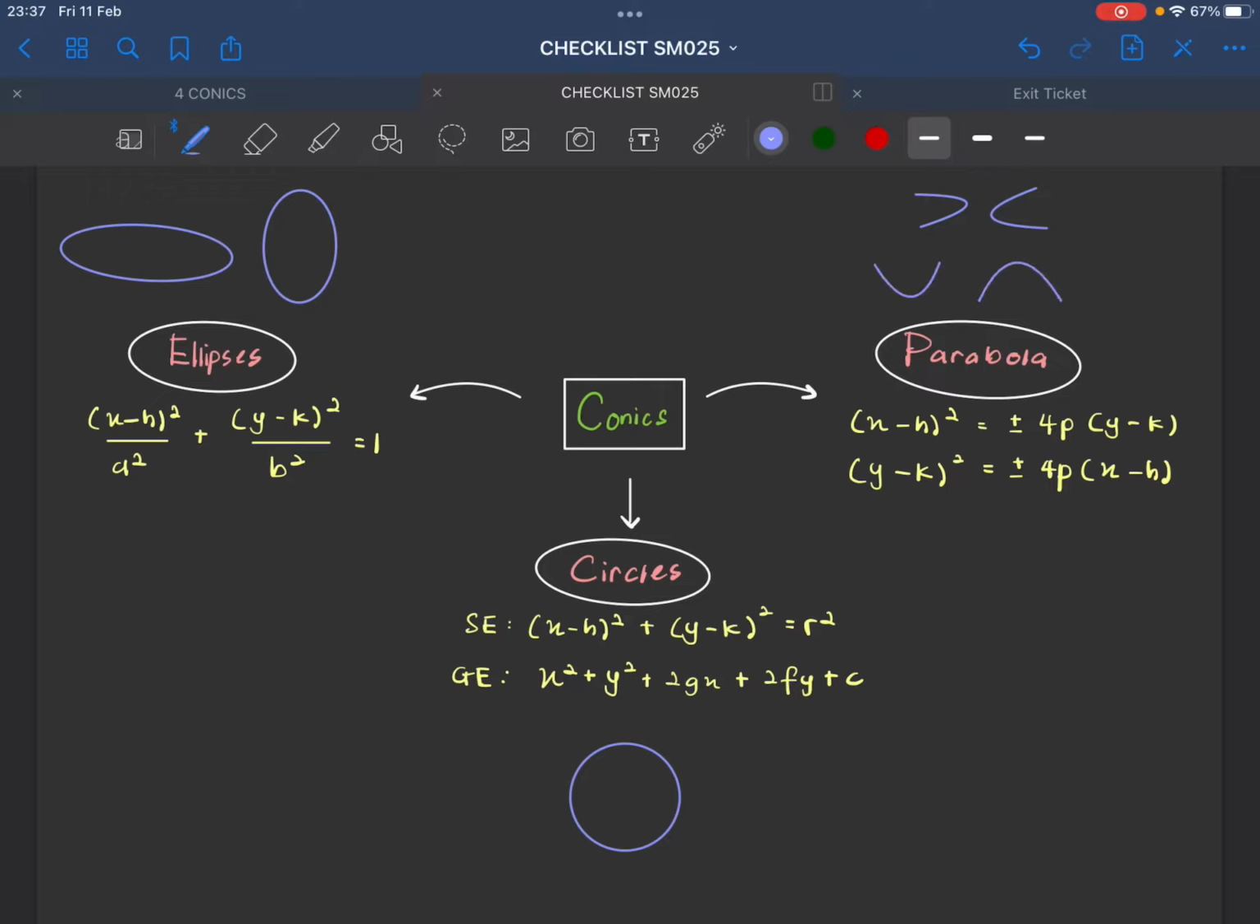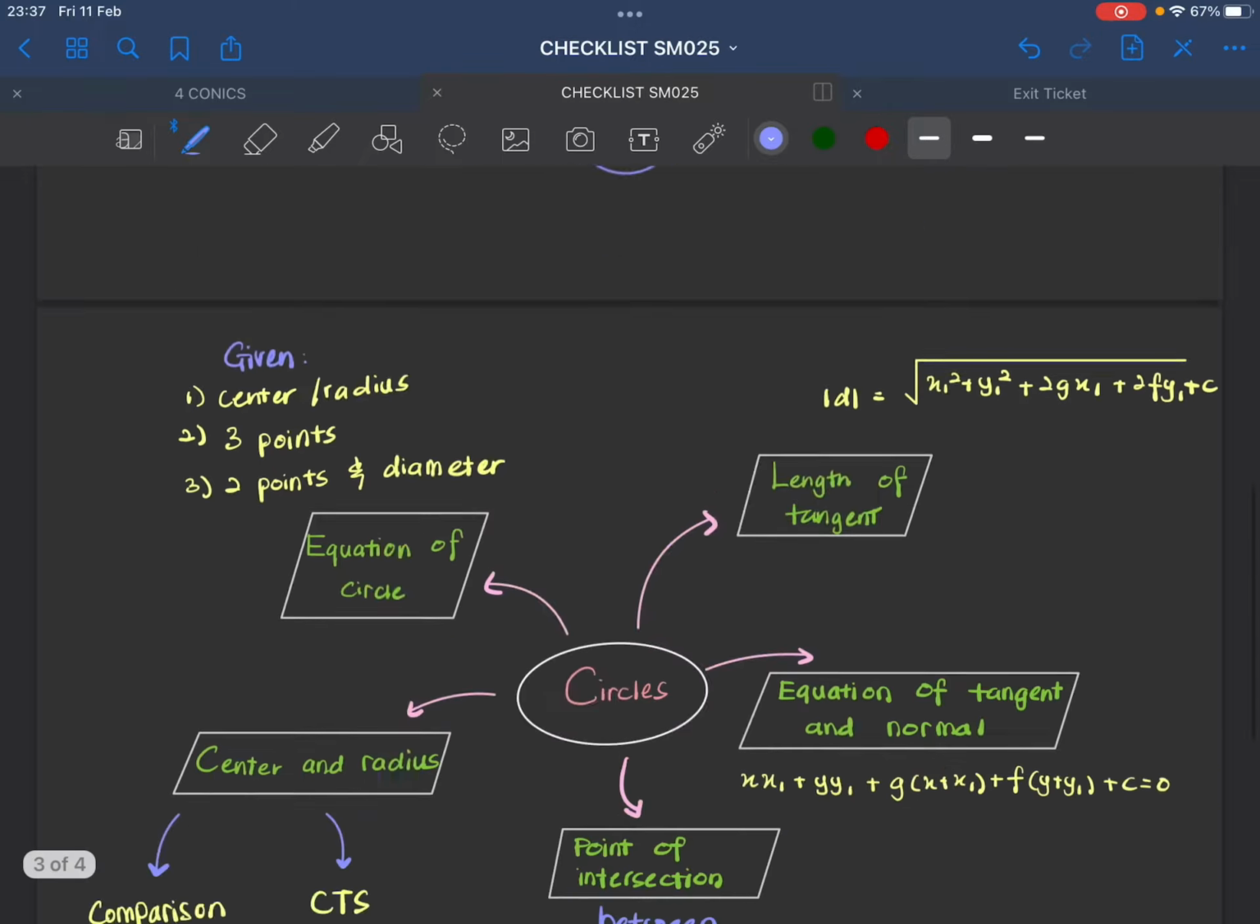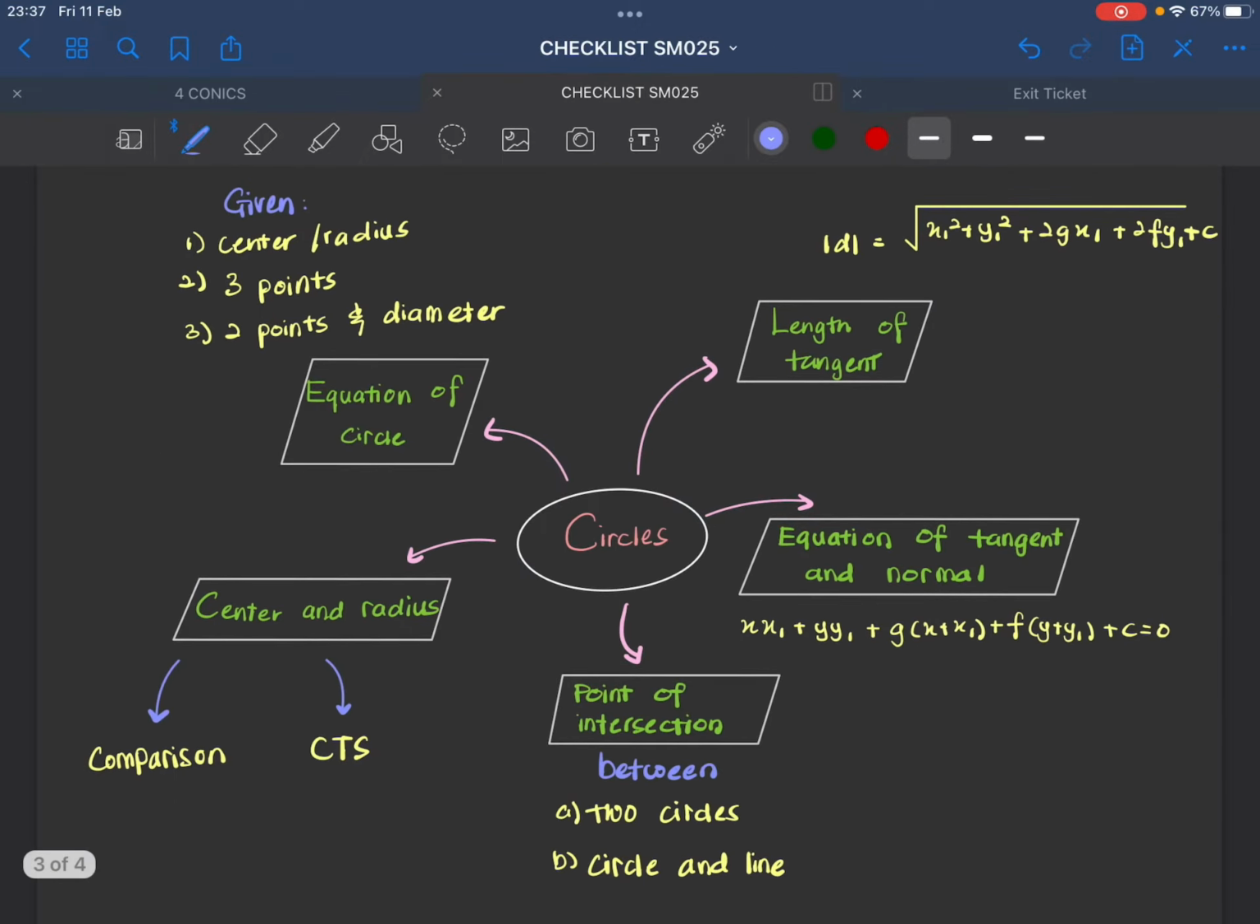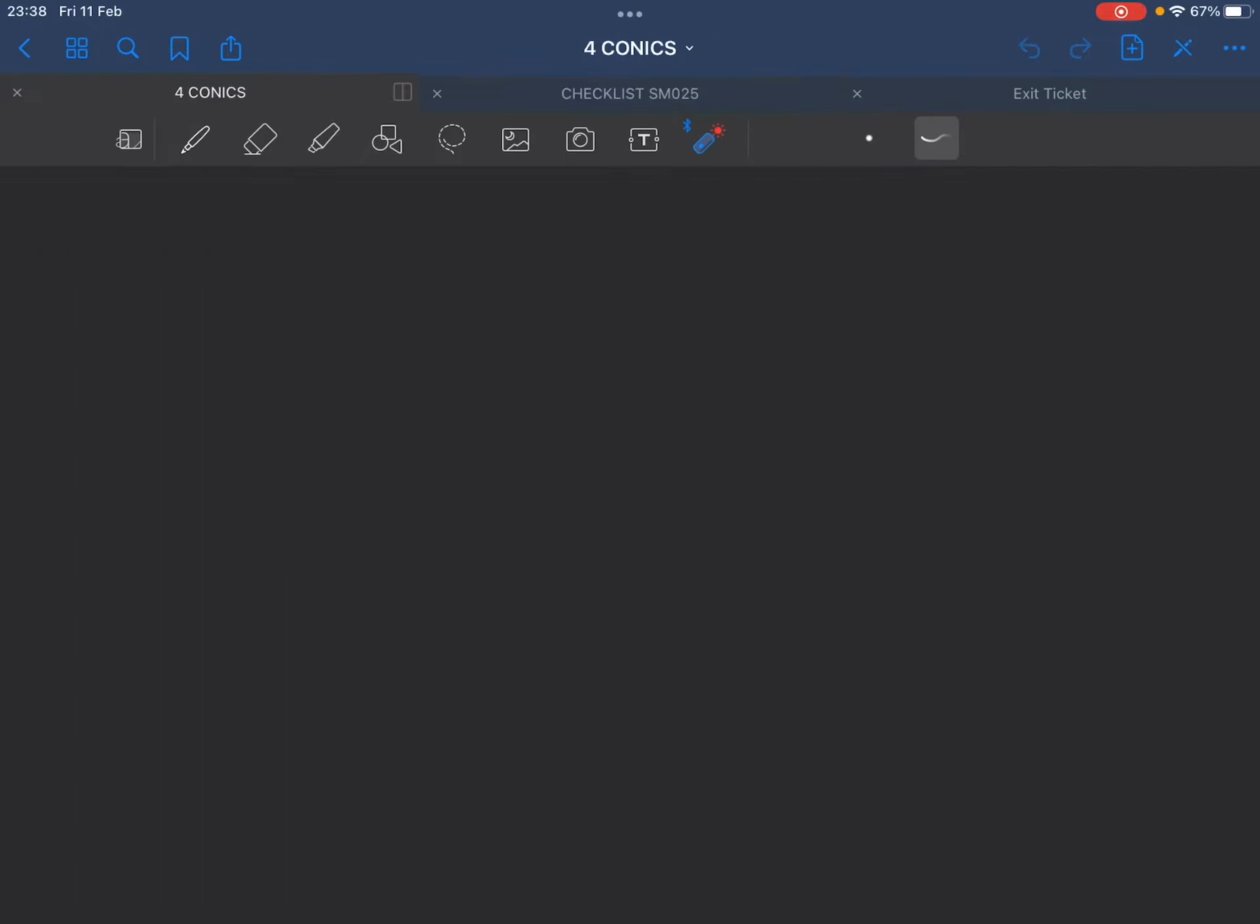So we are going to learn all about these conics. For this video, we are going to focus on circles. For circles, we have a different summary here, because we are going to learn a lot about circles. In this video, we are going to focus on how to find the equation of a circle given the center and radius, and also given 3 points. Alright, let's go straight to the notes first.